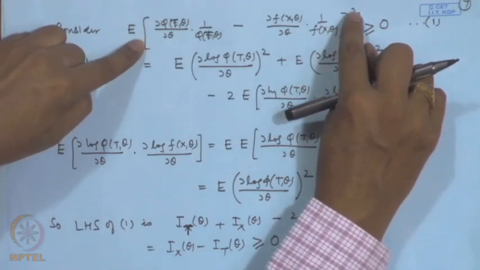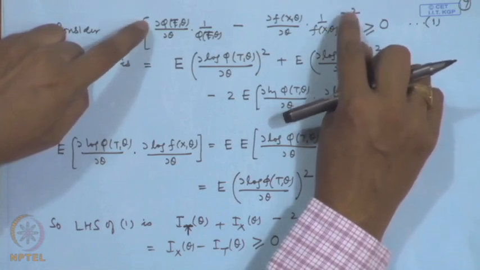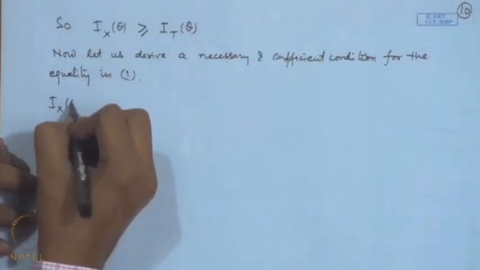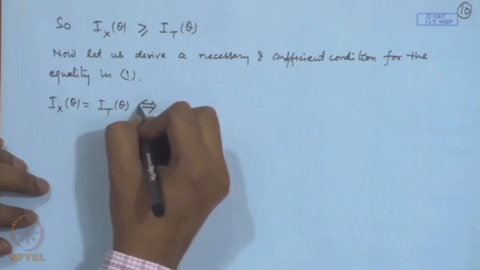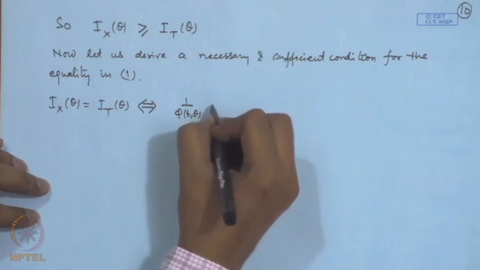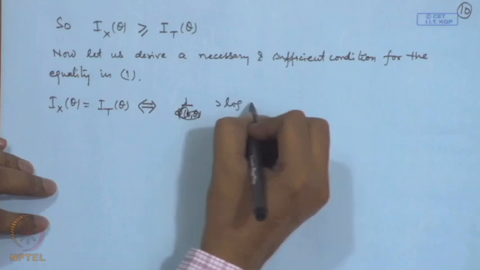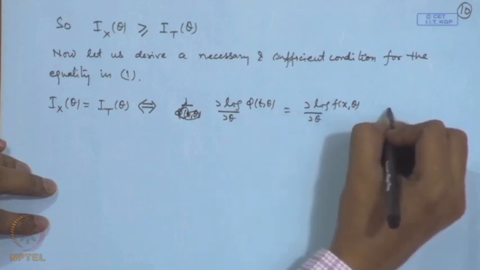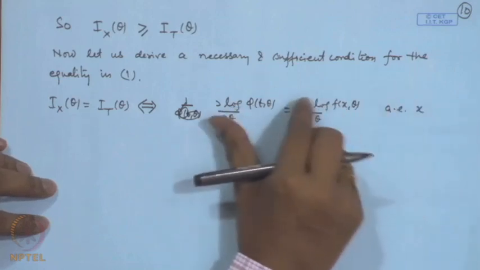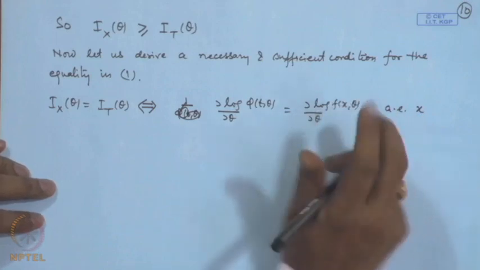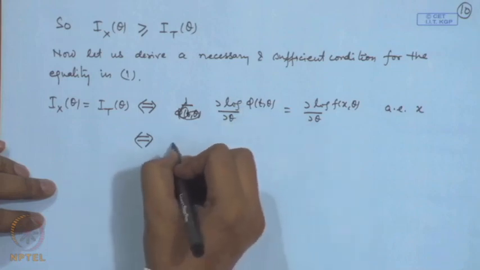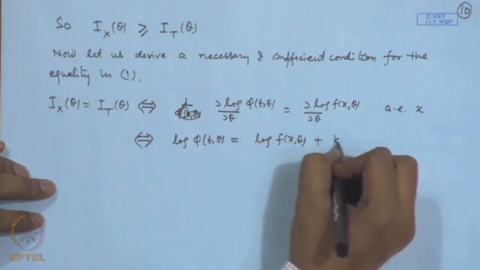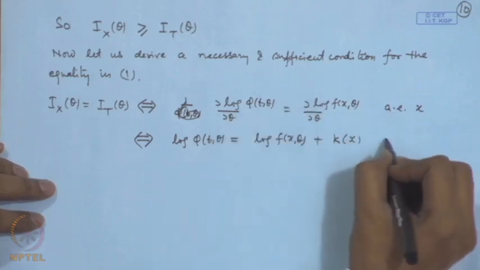Now, this is an expectation of a non-negative quantity. If we say that expectation is 0, then the quantity itself must be 0 with probability 1. So, I_X(theta) equal to I_T(theta) is equivalent to saying that del log phi(t, theta) by del theta is equal to del log f(x, theta) by del theta almost everywhere. That means the set of values of x where this is not true will have probability 0. Now, you integrate on both sides. So, you will get log of phi(t, theta) is equal to log of f(x, theta) plus a function of, say, x, because this integration is with respect to theta.